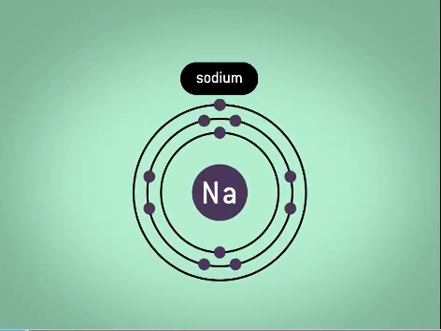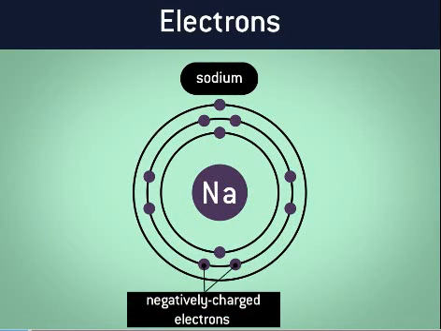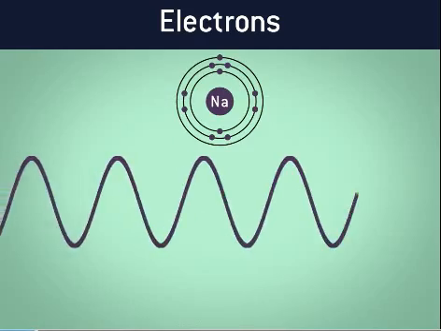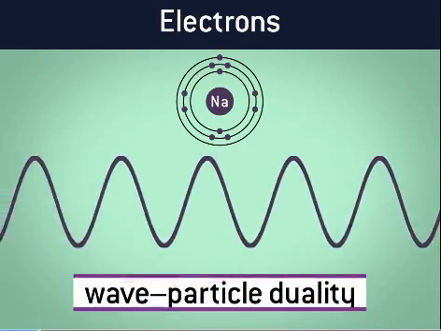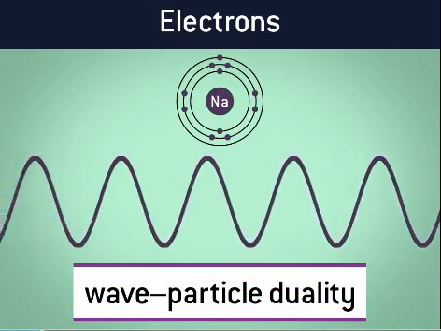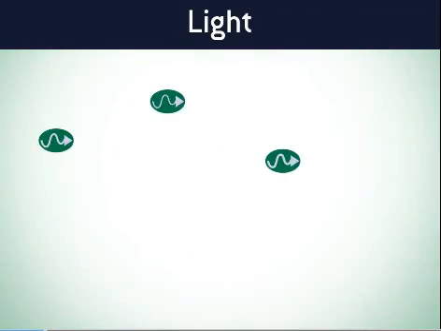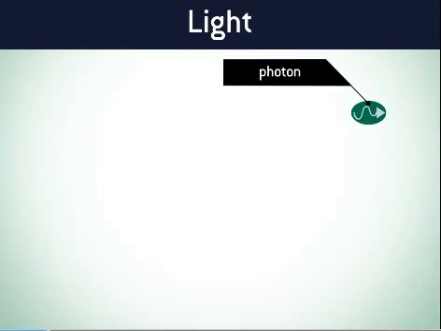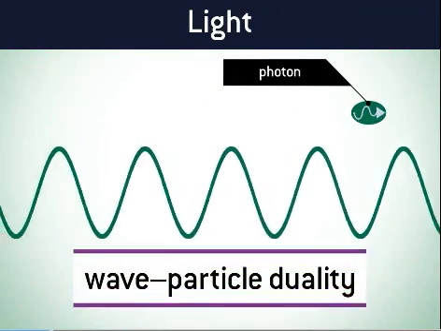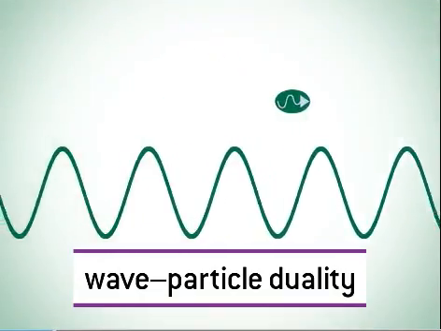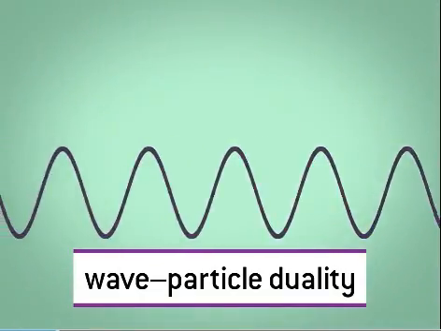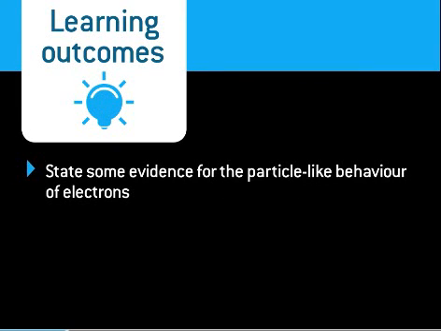You are familiar with electrons as small negatively charged particles, but electrons can also behave as waves. This is called wave-particle duality. Light can also behave as particles called photons, and as waves. What is wave-particle duality? To understand this, we need to state some evidence for the particle-like behavior of electrons.